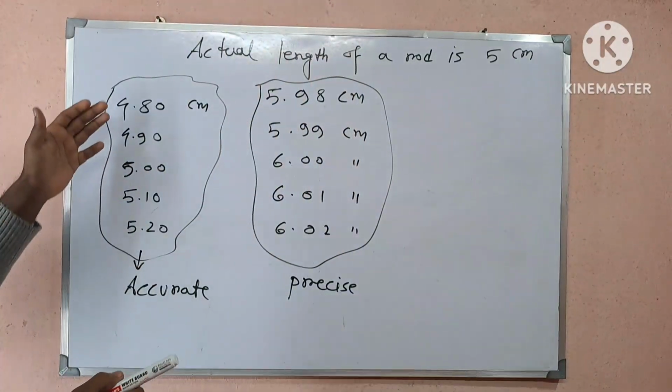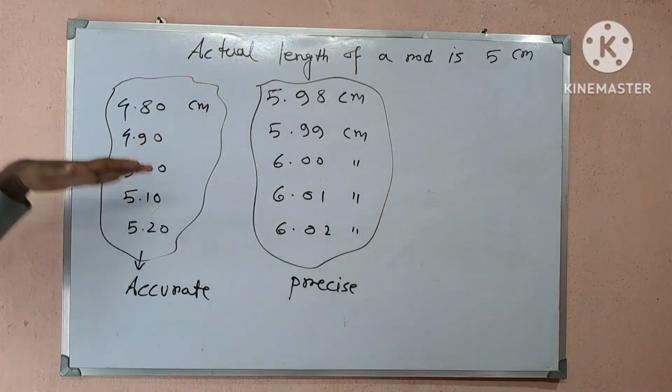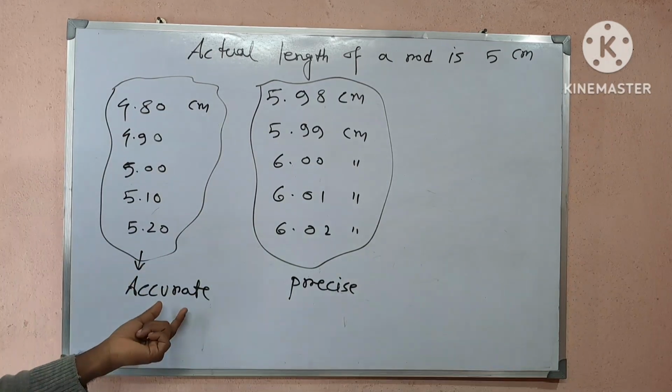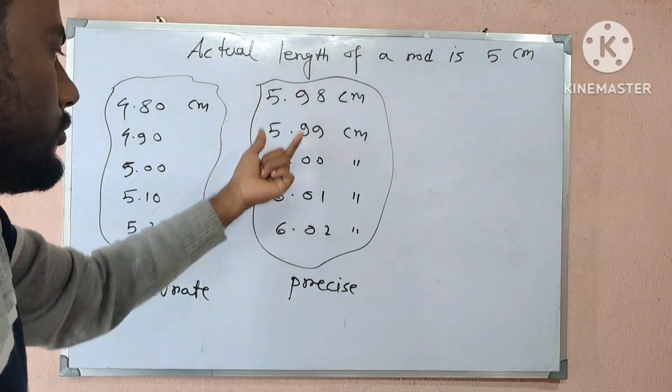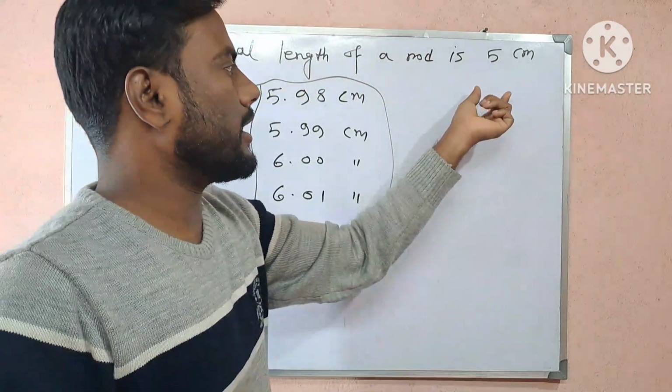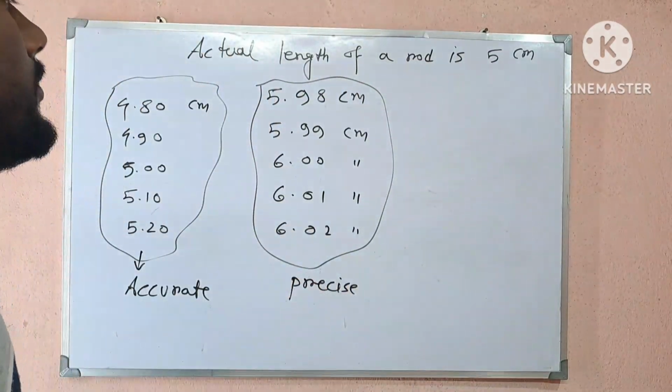So when a reading is very close to the actual value, but they are not very close to each other, this type of reading is called accurate reading. And when the readings are very close to each other, but they are far away from the actual value, this type of reading is called precise reading.